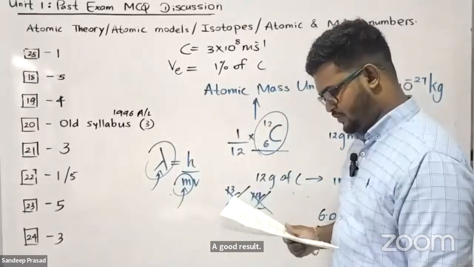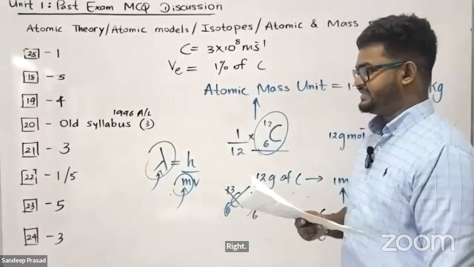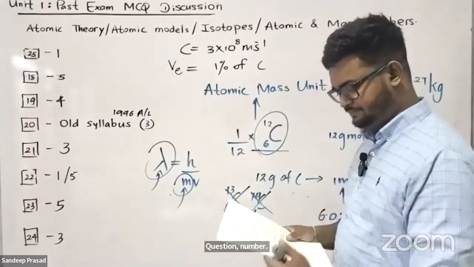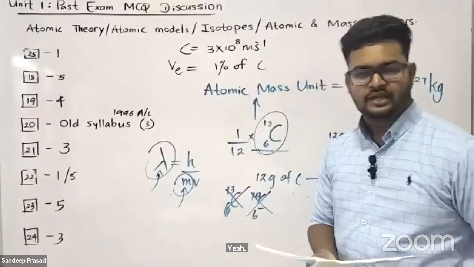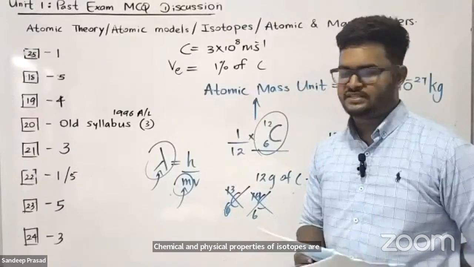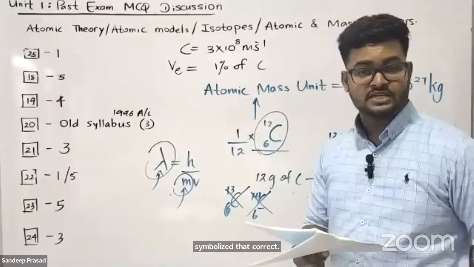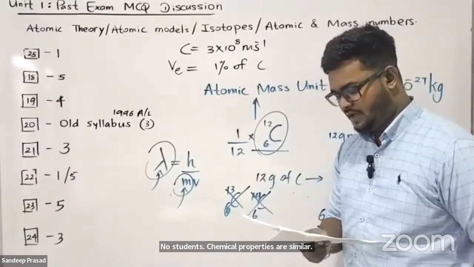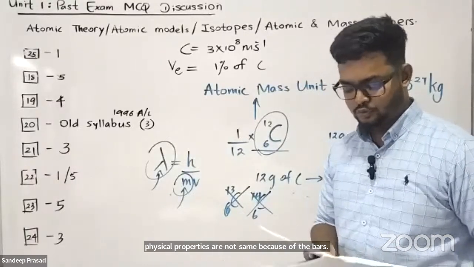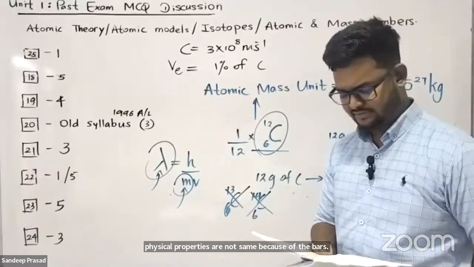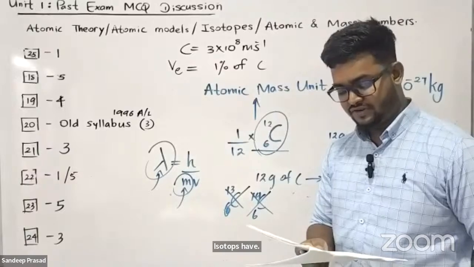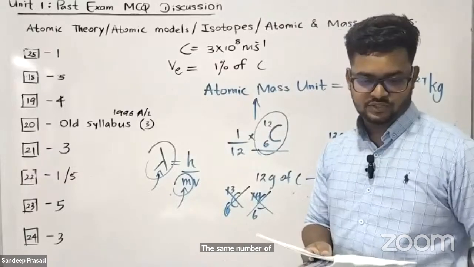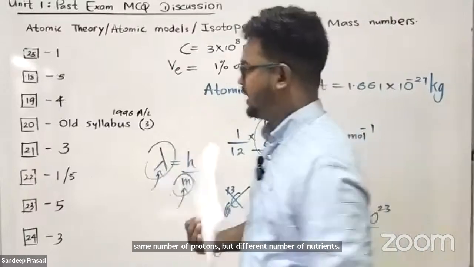Right. Question number 26, yeah? Chemical and physical properties of isotopes are similar. Is that correct? No, students. Chemical properties are similar, but physical properties are not the same because of the mass. Isotopes have the same number of protons, but a different number of neutrons. Is that correct? Yeah, that's correct. So therefore, we can say that is the answer to question number 26.